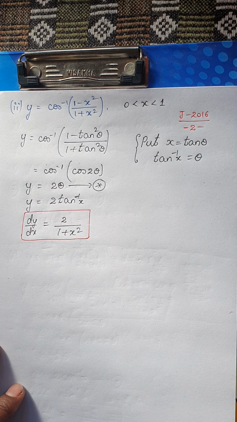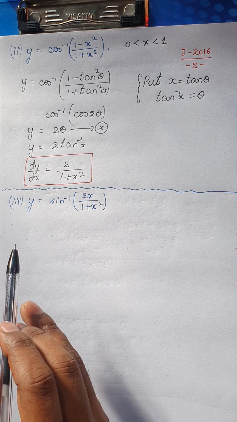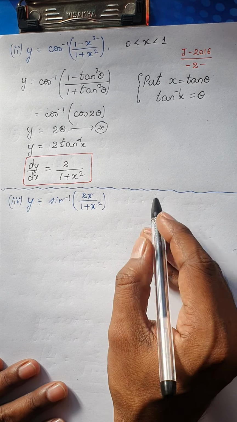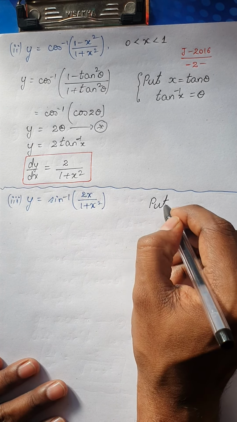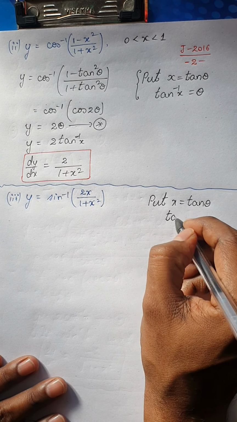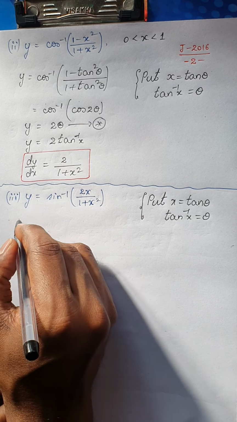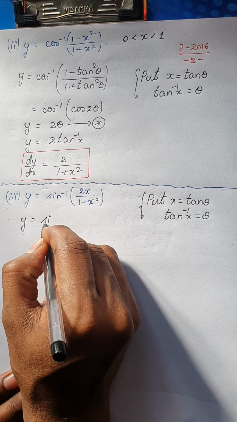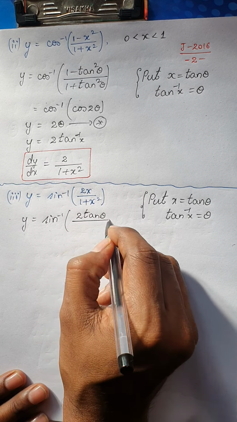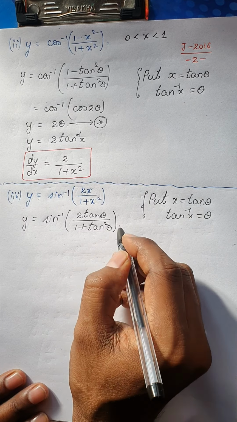Right. Now we are moving on to the next question. Let us consider the next question. I have y is equal to sin inverse of 2x divided by 1 plus x square. Even here my substitution will be x is equal to tan theta itself. So as in the previous case, tan inverse of x will be theta. Keep your substitutions to one side. I will get y is equal to sine inverse of 2 tan theta divided by 1 plus tan square theta, since x is tan theta.